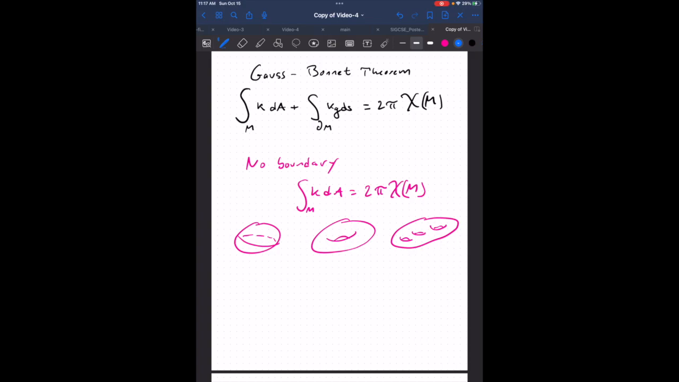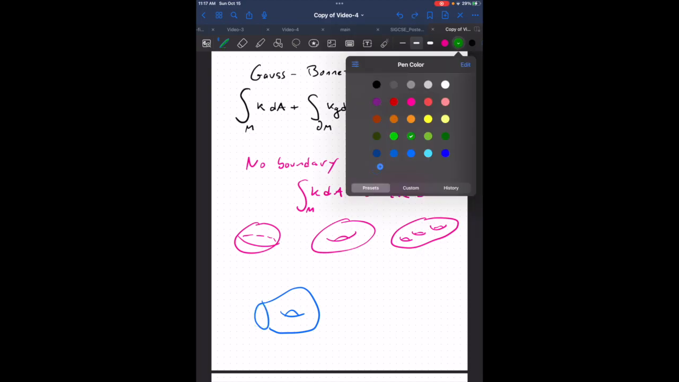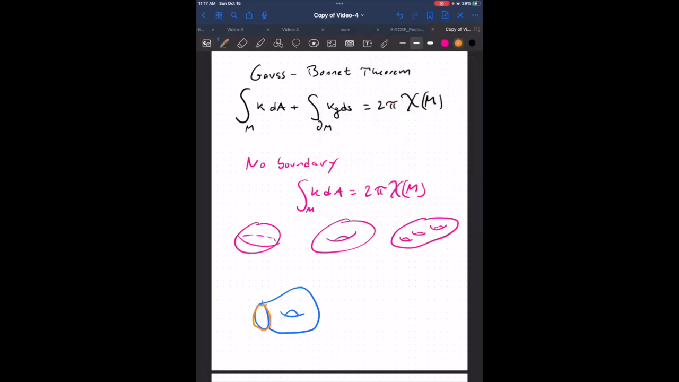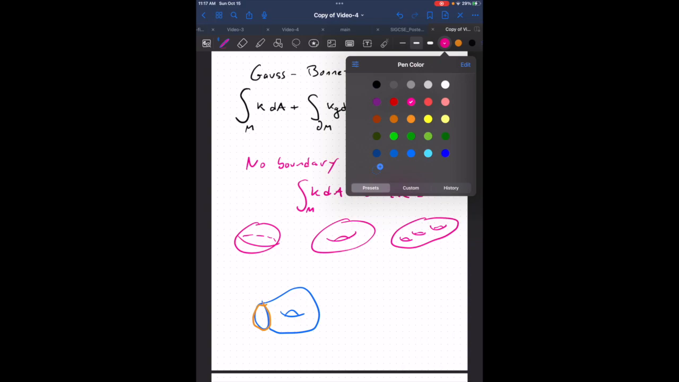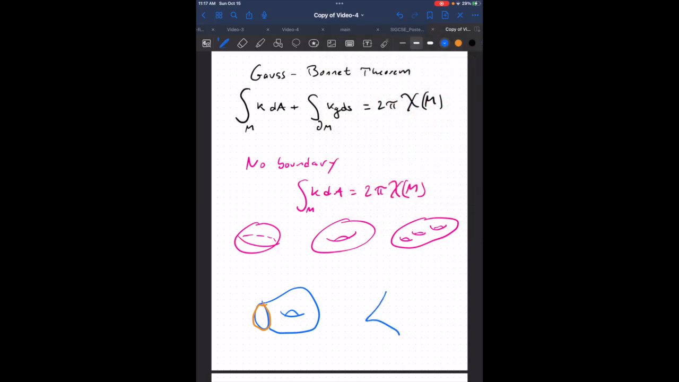All right, if we have a boundary, so maybe something like this, what we're going to do is we're going to add up our geodesic curvature on the boundary. Maybe that's not distinct enough. How about some more? Geodesic curvature here, and we'll add up our Gaussian curvature here, and that'll give us our Euler characteristic. So if we have boundary, we just have to include this extra term with the geodesic curvature. So if we have a disk or something, we're going to look at Gaussian curvature inside, geodesic curvature on the outside, and that'll give us the 2 pi times the Euler characteristic.